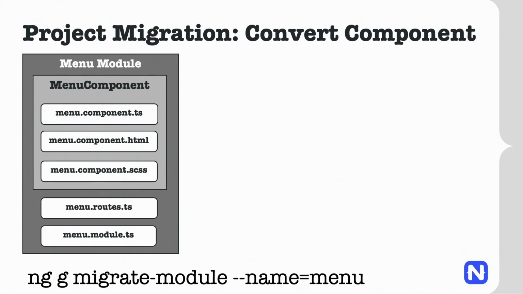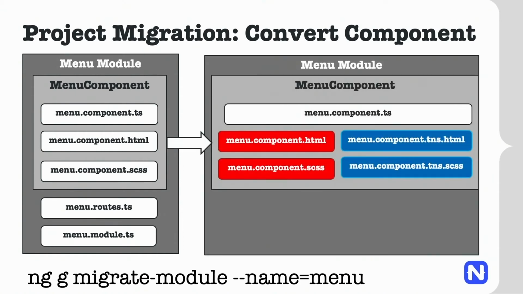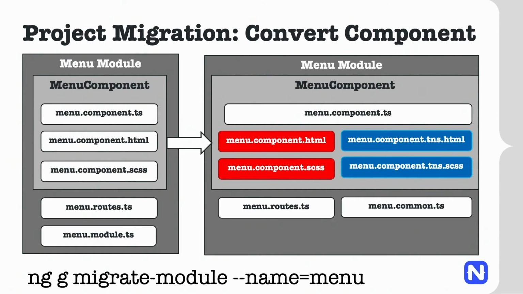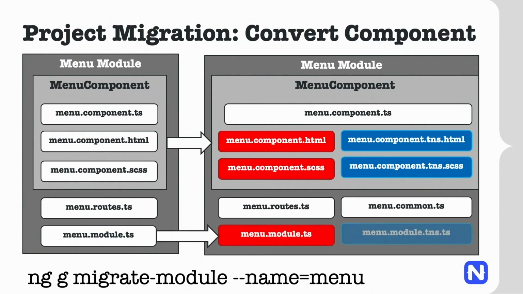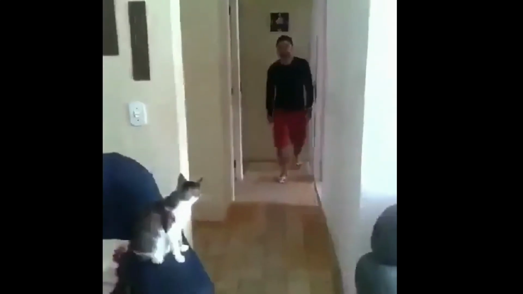So this schematic will first call migrate component for each component that you have inside the module. So first you convert all the existing components. And then after that, you keep the existing routes and the common file, but then it will split the NgModule files for you and already provide you some of the NativeScript specific imports and declarations inside. So that's quite handy. So for me, this basically deserves a proper high five and a fist bump.